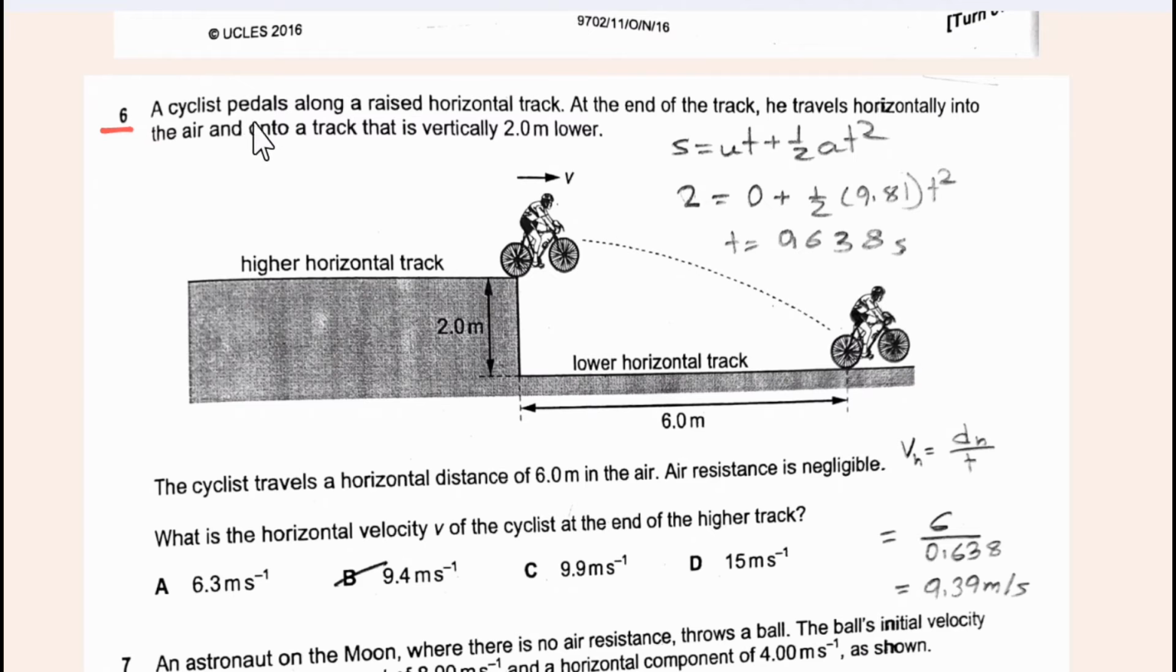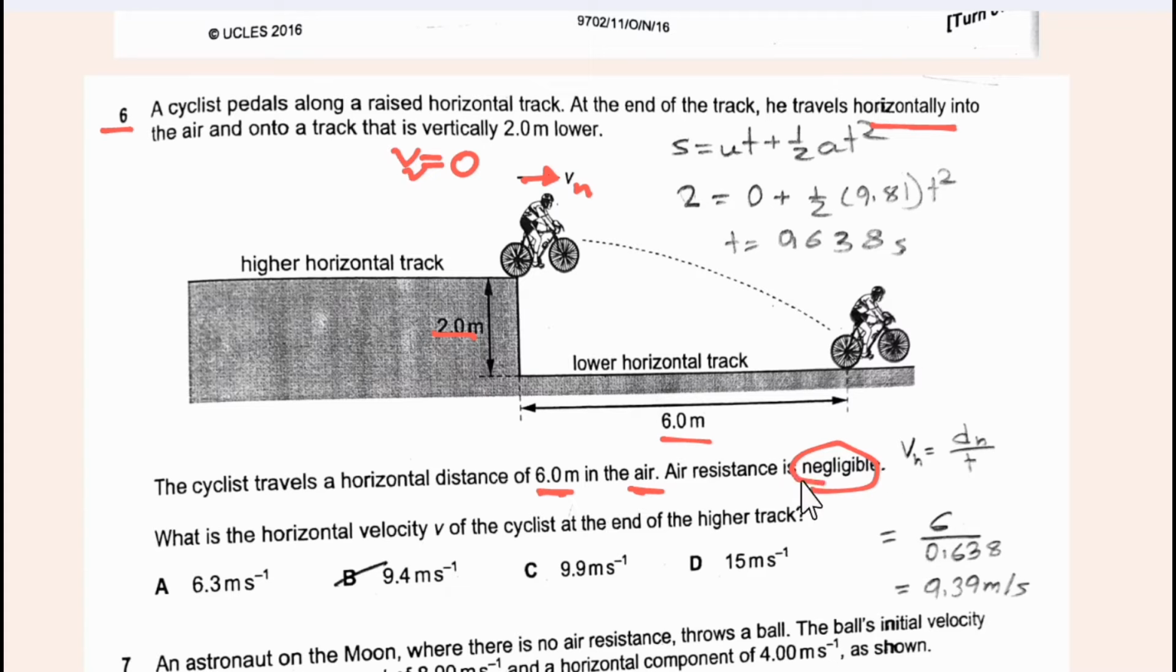Question number 6. A cyclist pedals along a raised horizontal track. At the end of the track, he travels horizontally into the air and onto a track that is vertically 2 meters lower. So at the end of the track, he travels horizontally. That means he has only horizontal component of velocity, and the vertical component of velocity here is 0. The cyclist travels a horizontal distance of 6 meters in the air. So this 6 meters is covered in air.